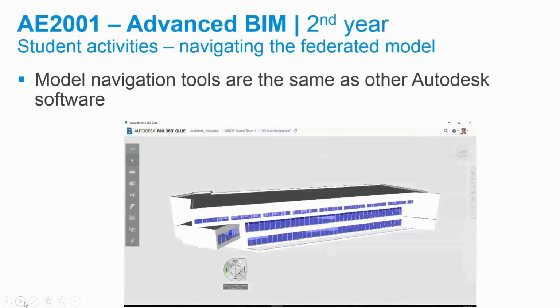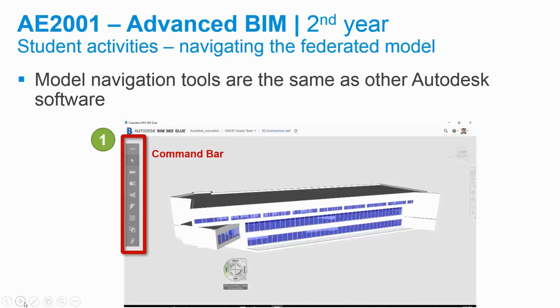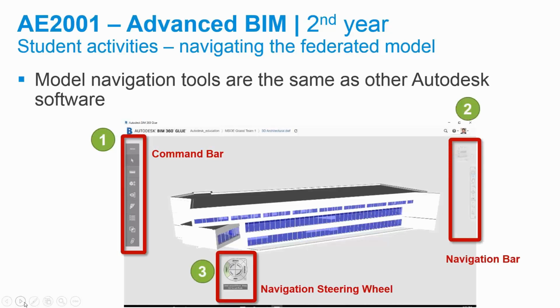This is a typical model navigation screen in BIM 360 Glue. As you see, the model navigation tools are the same as other Autodesk software, so the students can easily learn how to use BIM 360 Glue. There are three sets of tools, including the command bar, navigation bar, and navigation steering wheel.